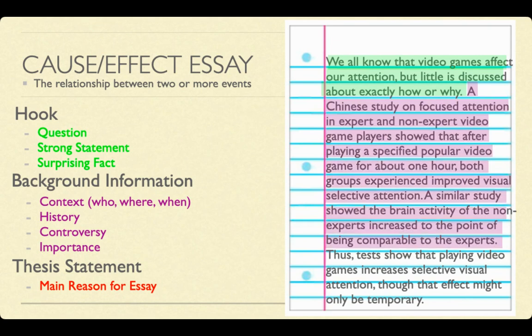A Chinese study on focused attention in expert and non expert video game players showed that after playing a specified popular video game for about 1 hour, both groups experienced improved visual selective attention. A similar study showed that the brain activity of the non experts increased to the point of being comparable to the experts. And the thesis statement is here. Thus, tests show that playing video games increases selective visual attention, though that effect might only be temporary.